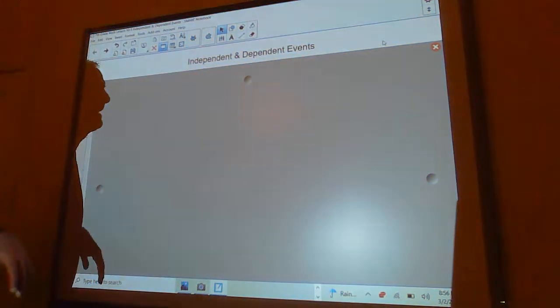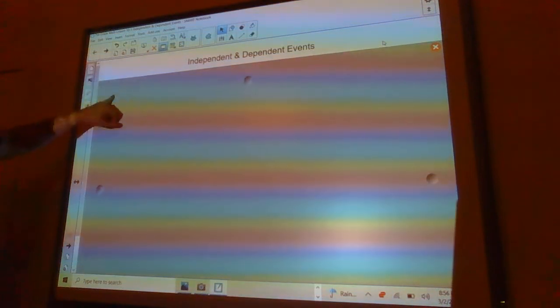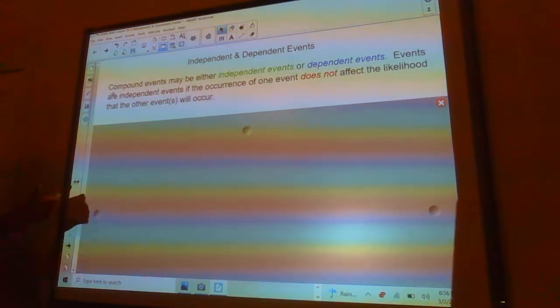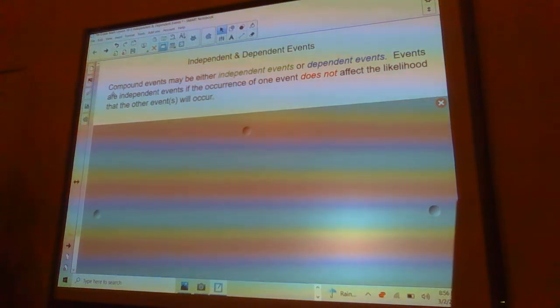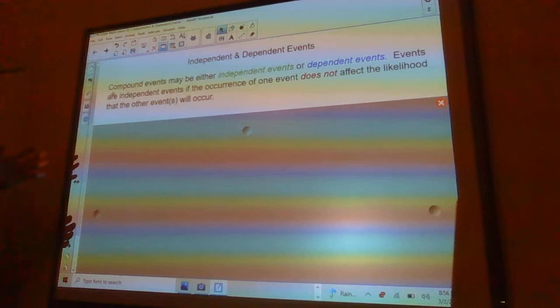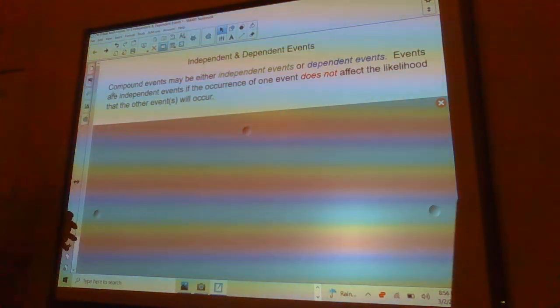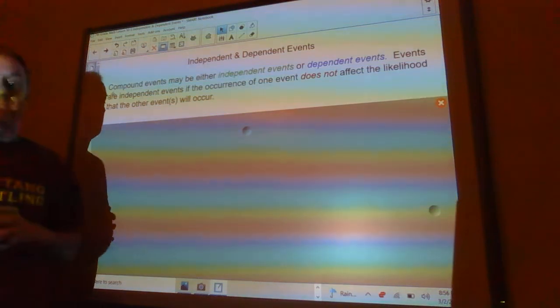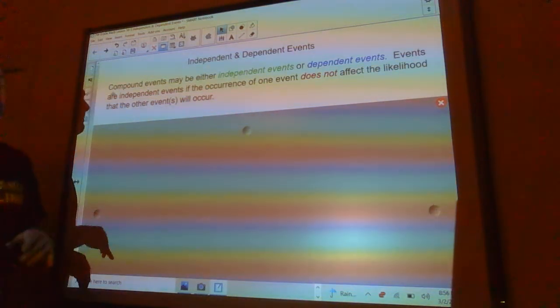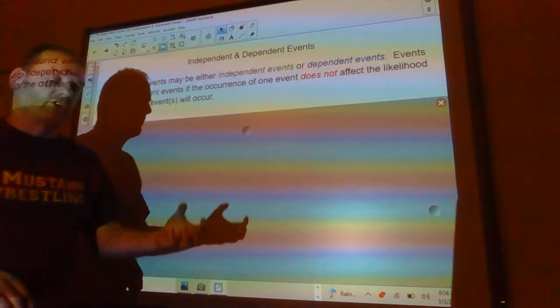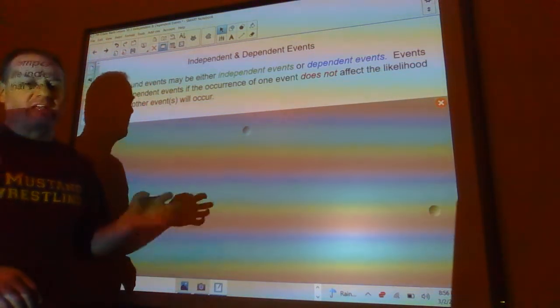Hey everybody, today we're going to talk about independent and dependent events. Compound events can be either independent or dependent. Events are independent if the occurrence of one event does not affect the likelihood of the other event. Okay? Sometimes you have a situation where when you make a choice, it affects what comes in the other one.